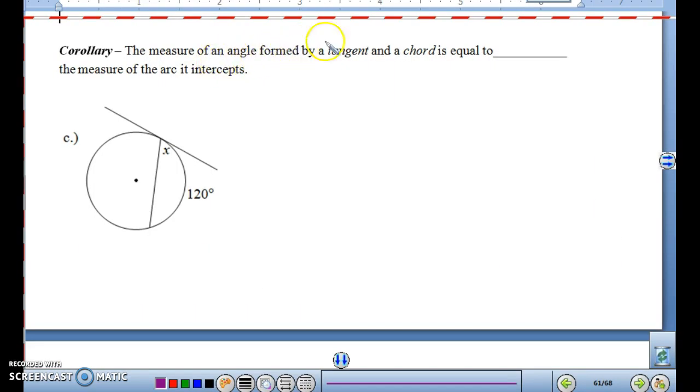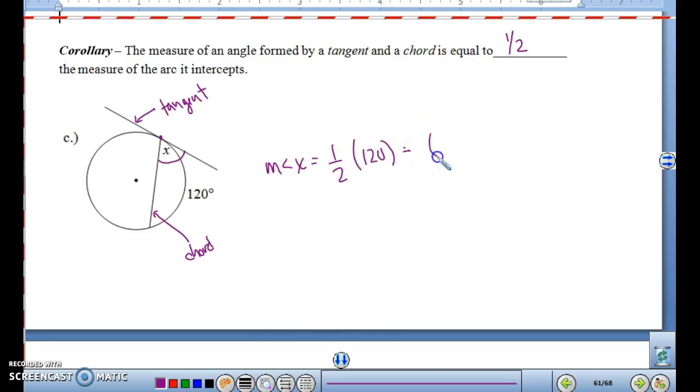The measure of an angle formed by a tangent and a chord is equal to half the measure of the arc it intercepts. Okay, now let's remind ourselves what a tangent and a chord is. A tangent is a line that intersects the circle in only one point. So it intersects it right there at the point of tangency. All right, now this is a chord right here, a tangent and a chord. So if we're looking at this angle right here, it will be equal to half the measure of the arc it intercepts. So the measure of angle x will equal half of the arc that it intercepts, which would be half of 120, so that it equals 60.